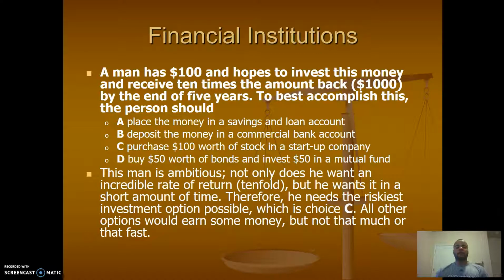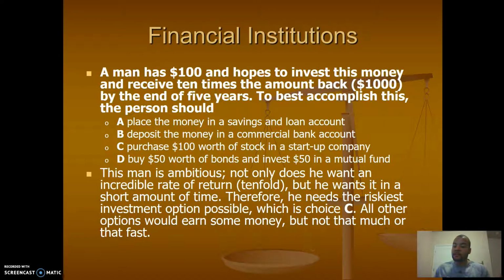So for this, you should have put C. And the reason why: if a man's ambitious, they not only want that high rate of return, which is a tenfold, they want it in a short amount of time. So we go back. Would a bond be necessary? No. It's a lower payment, low risk. Remember, the higher the risk, the higher the return.